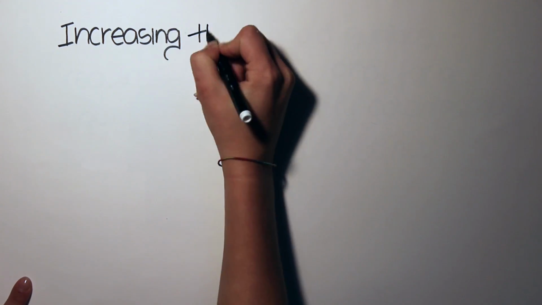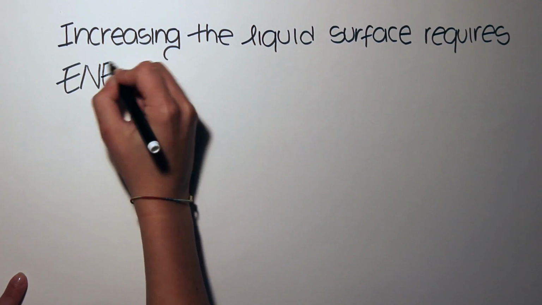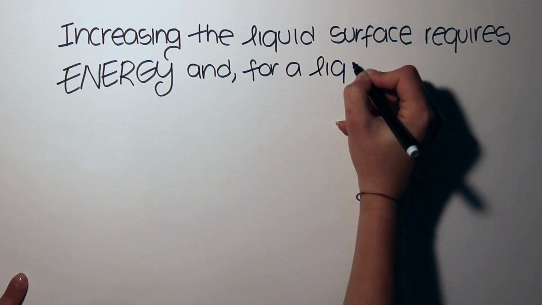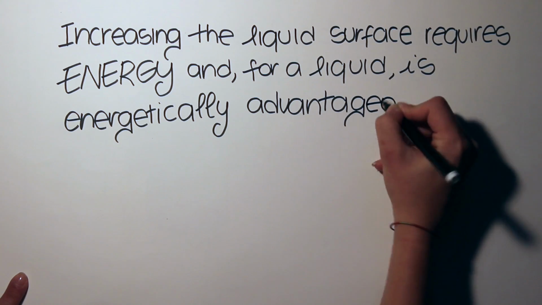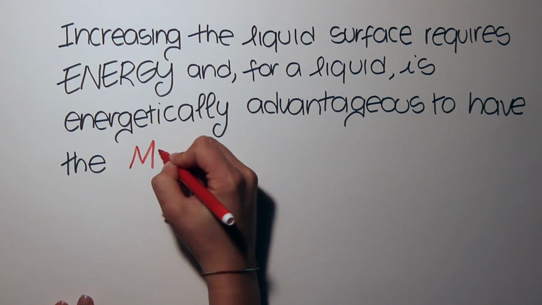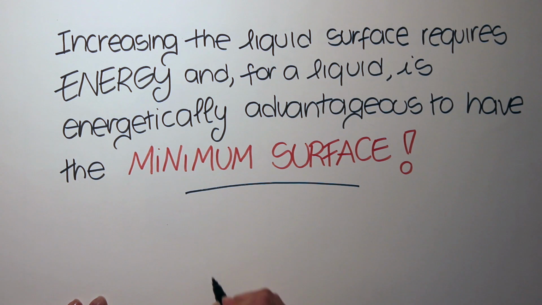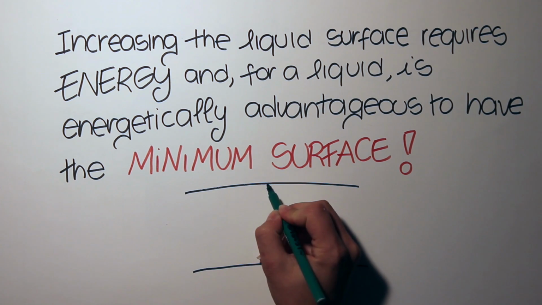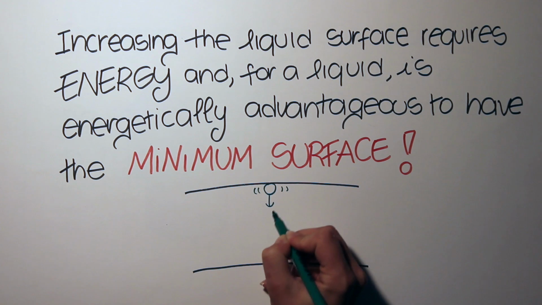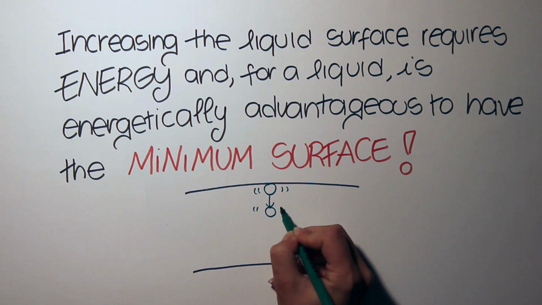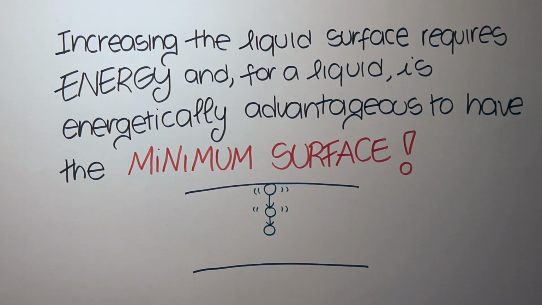Increasing the liquid surface requires energy, and for a liquid it is energetically advantageous to have the minimum surface. In order to reach energetical stability, particles from the surface, if possible, move to the center, so that the external surface is as minimal as possible. Let's find out what is this mysterious shape.